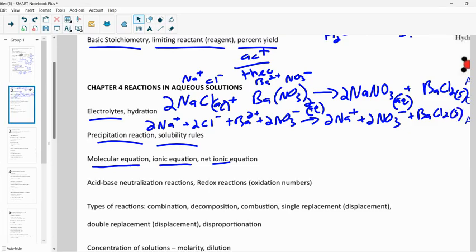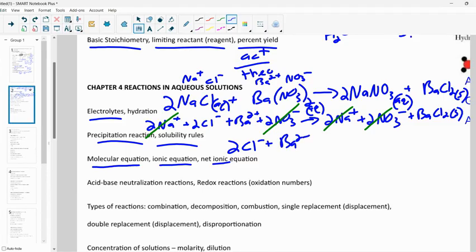So the net ionic equation, we just take the ones from each side that are the same. What's the same on each side? Our 2 Na+, our 2 Na+, our 2 NO3-, our 2 NO3-. So now what are we left with? We're left with our 2 Cl- plus Ba2+. We could write aqueous for those. All right, and then I have my net ionic equation.